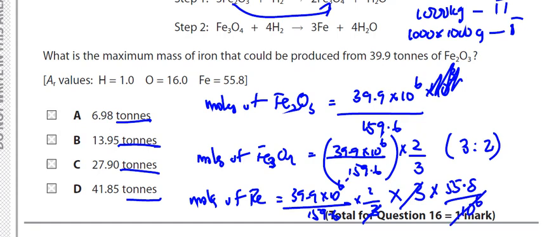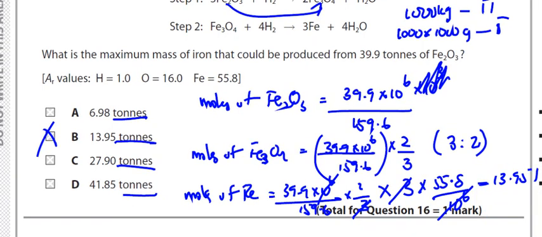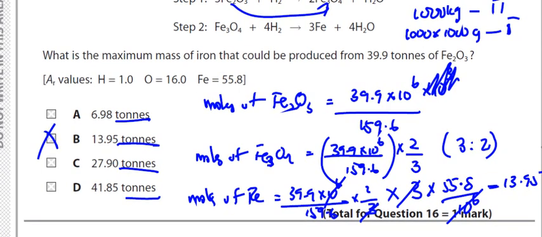So you can see I can simply cancel it. So 39.9 multiplied by 55.8 divided by 159.6. That's all. You get 13.95 tons. Clear?